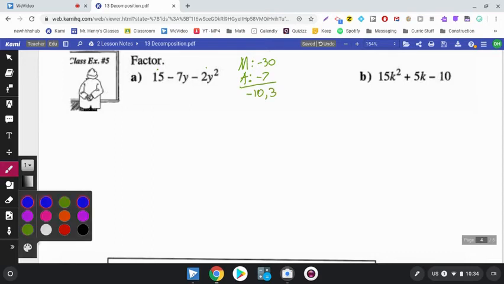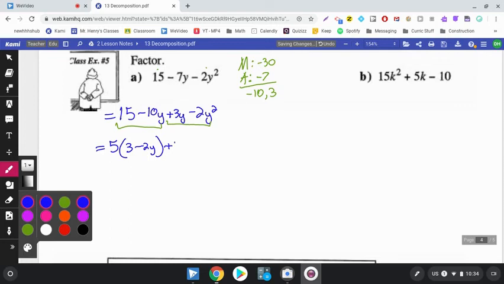And I'm choosing to put the negative first because it's going to make it easier for me. Okay, 15 minus 10y plus 3y minus 2y squared. I'm decomposing just the middle term, negative 7y. I still have negative 7y, I just wrote it a little differently. And now I can factor by grouping. First group, I could factor out a 5, and you'd get 3 minus 2y. Next term, you could factor out a y, and you'd get 3 minus 2y. Hey, it worked. 3 minus 2y, 3 minus 2y.